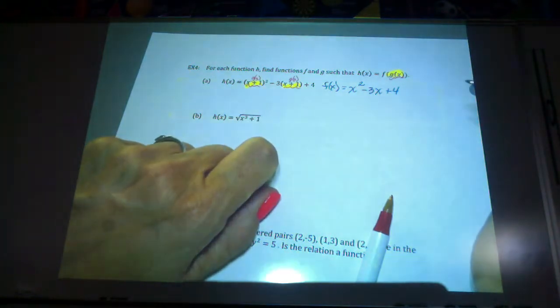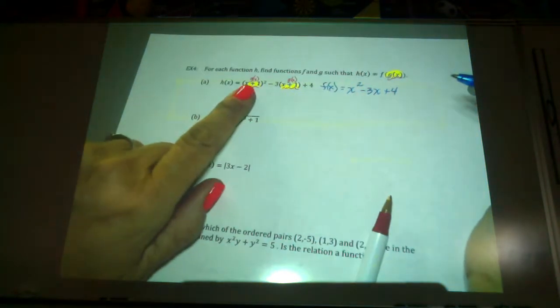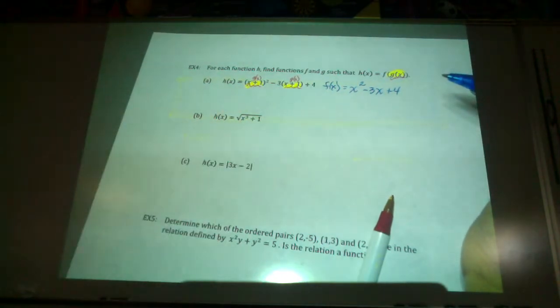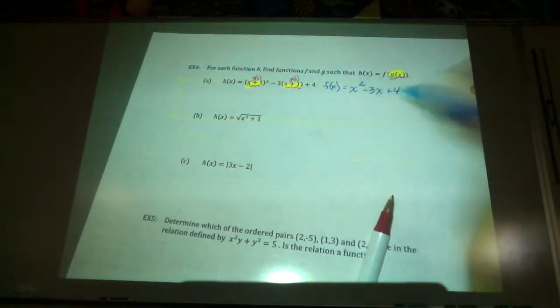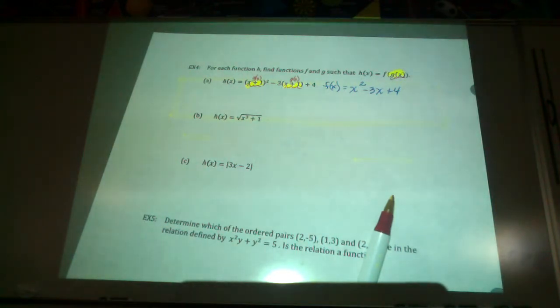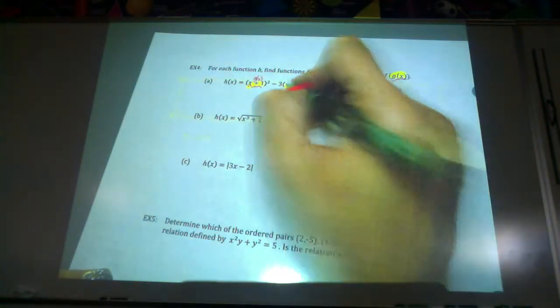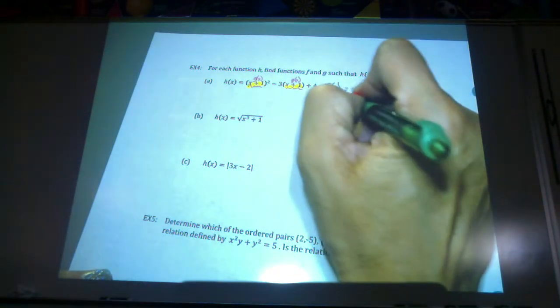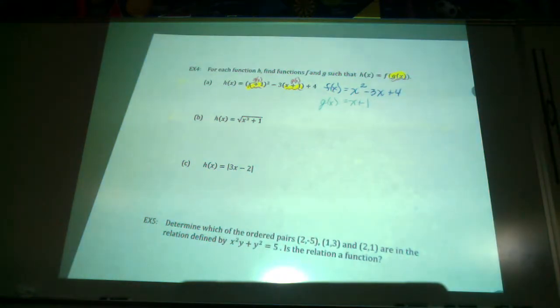If it helps you to think of this in terms of u, that's a u squared minus 3u plus 4. U squared minus 3u plus 4 is no different than x squared minus 3x plus 4. Do you see that? Some of you are like, yeah, others are not, and it has nothing to do with intelligence. It has everything to do with how your brain is wired. So what did they put inside of x squared and x? X plus 1. So g of x must be x plus 1.